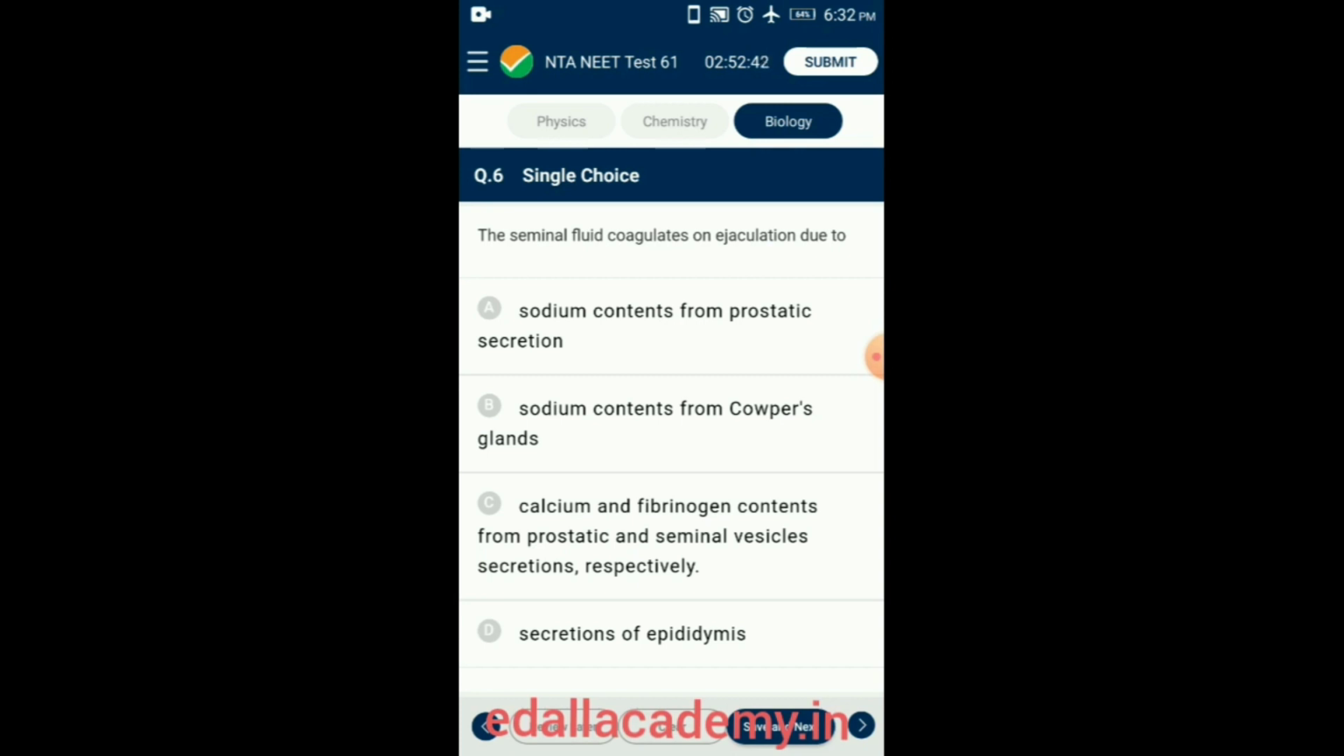After about 30 to 40 minutes, prostate specific antigen present in the semen causes the decoagulation of the semen. The initial clotting keeps the semen active in the acidic environment of the vagina, while decoagulation or liquefaction frees the sperm to make their journey to the ova. So the answer for this question is option C. Calcium and fibrinogen come from prostatic and seminal vesicle secretions respectively.